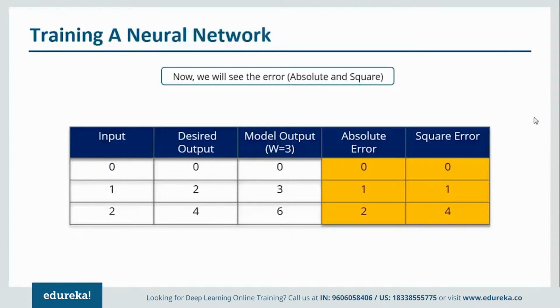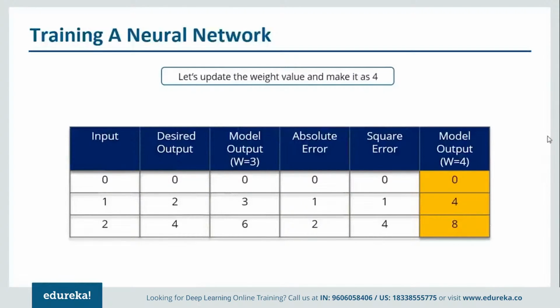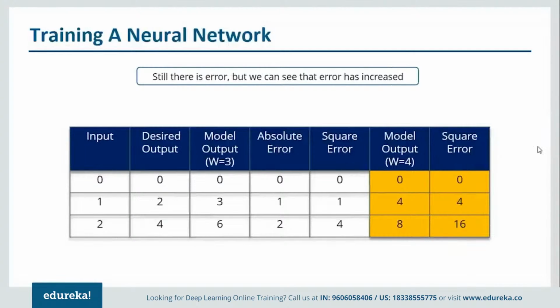All right. So now we need to update the variables. We have seen that the output we got is different from the desired output, so we need to update the value of the weight. Instead of 3, our computer makes it 4. After making the value 4, we get the model output as 0, 4 and 8. And then we saw that the error has actually increased, instead of decreasing. So after updating the variable, the error has increased. You can see that the square error is now 0, 4 and 16, and earlier it was 0, 1 and 4. That means we cannot increase the weight value right now. But if we decrease it, make it 2, we get the output which is equal to the desired output.